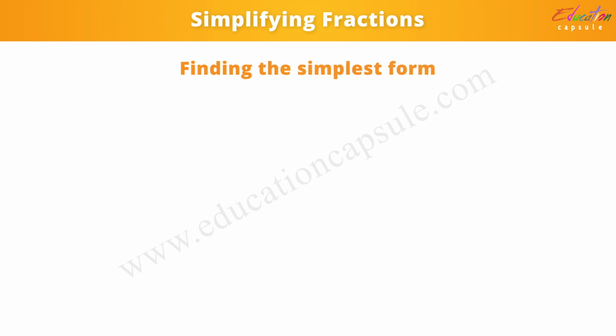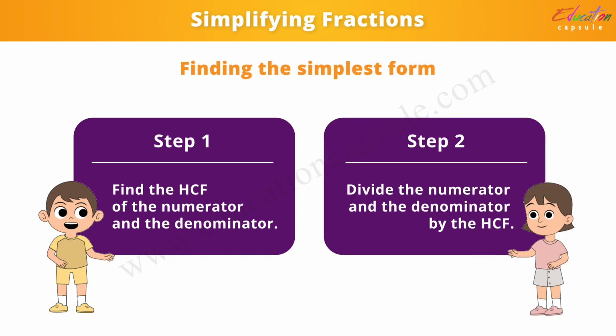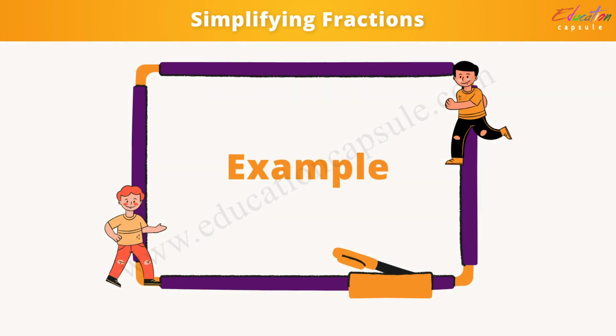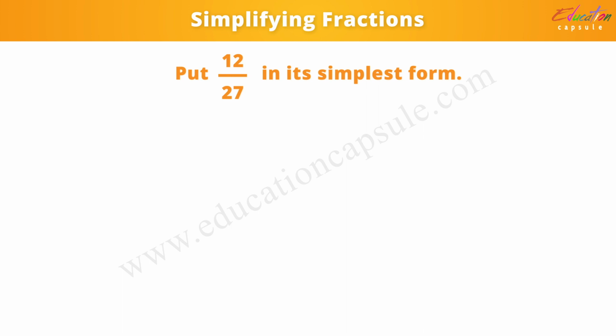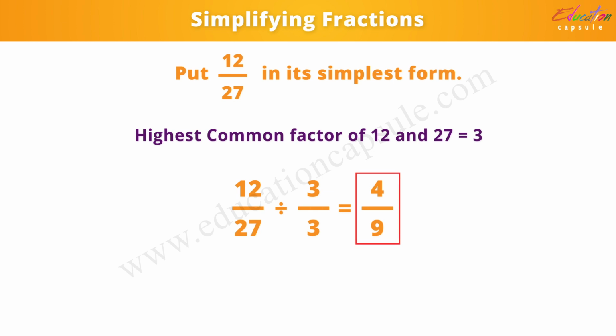Finding the simplest form. Step 1. Find the HCF of a numerator and denominator. Step 2. Divide the numerator and the denominator by the HCF. Let's try an example. Put 12/27 in its simplest form. Highest common factor of 12 and 27 is equal to 3. Therefore, once we divide the numerator and denominator by 3, we get the fraction as 4/9. Hence, the simplest form of 12/27 is 4/9.